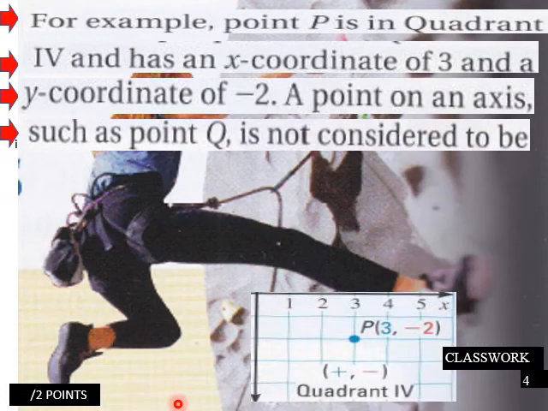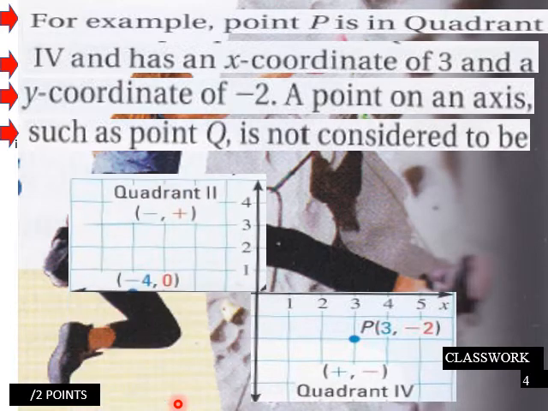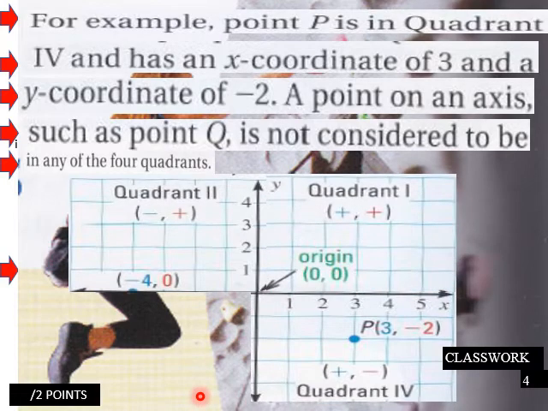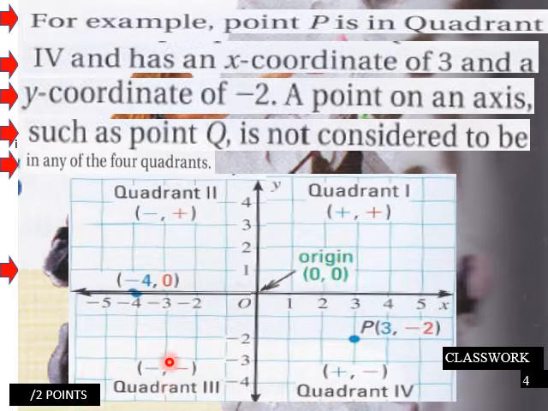A point on an axis, such as point Q, is not considered to be in any of the 4 quadrants. So point Q, which is here, is on an axis, so it's not in a quadrant. It's on the x-axis, with a y-coordinate of 0. So if you have a point that's on one of the axes, it's not considered to be in a quadrant. The origin is not in a quadrant. So here's your point Q here. It's not in a quadrant.